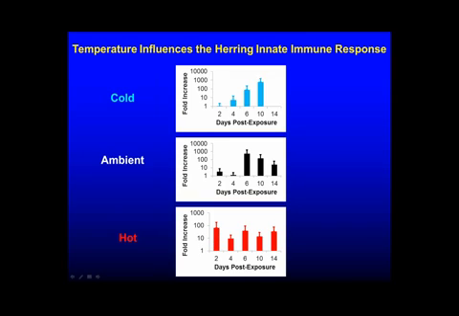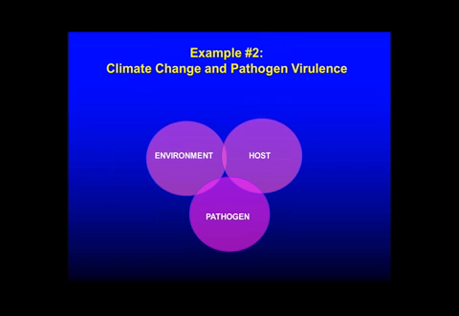Okay, the other thing that we can have in a direct response to temperature is a shift in pathogen virulence. So in this case, we'd have this area of overlap here where we have disease occurring. And the example that I'm going to use for this is a parasite called Ichthyophonus. And the host system is the Yukon River and Chinook salmon that were returning to the Yukon River.